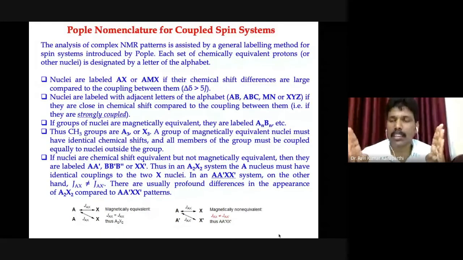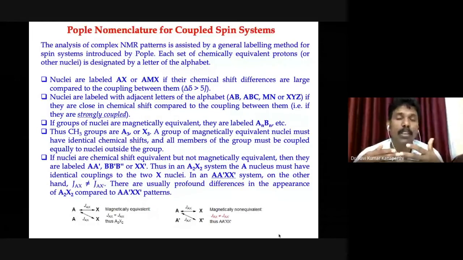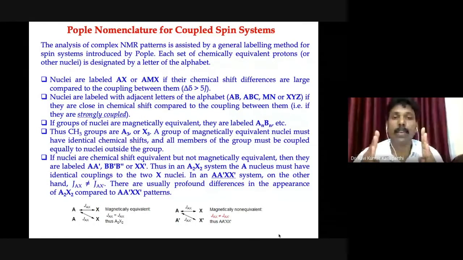A and X are two different chemical shift values, or two different types of protons, or two different types of carbons, or maybe two different types of fluorines. It depends upon what kind of NMR you are performing. In the alphabet they are very far apart. Likewise, in the NMR spectrum, if any two protons have well separated chemical shift values, we call such a system an AX spin system.